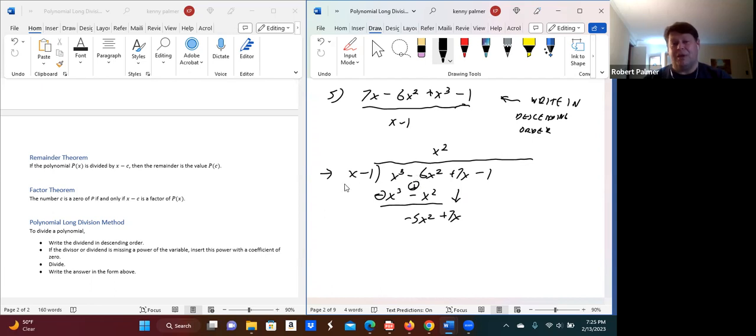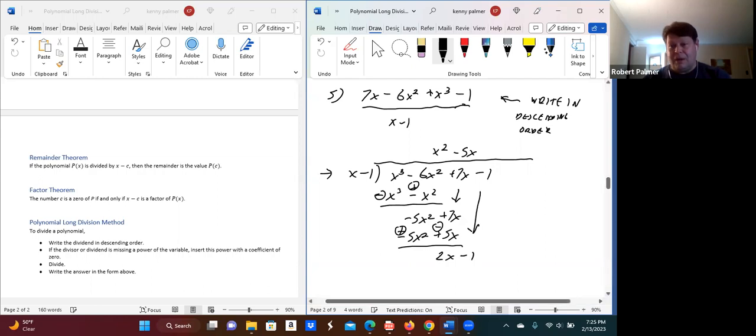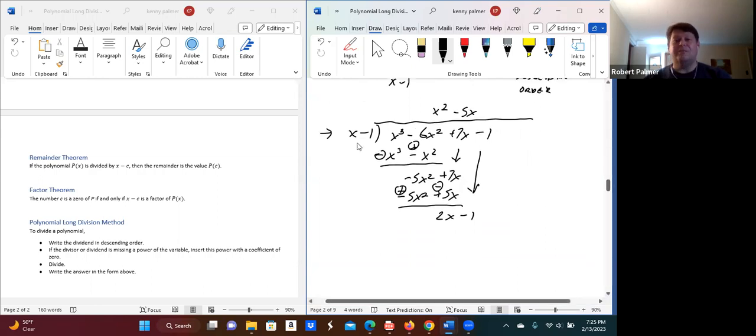And now repeat. What do I need to multiply x by to get -5x squared? That will be -5x. Do that, multiply. -5x times x is -5x squared. And -5x times -1 is plus 5x. Once again, we subtract, which changes our signs. This becomes a positive. This becomes a negative. These cancel out. 7x minus 5x is going to be plus 2x. And once again, bring down the -1 and start the process again.